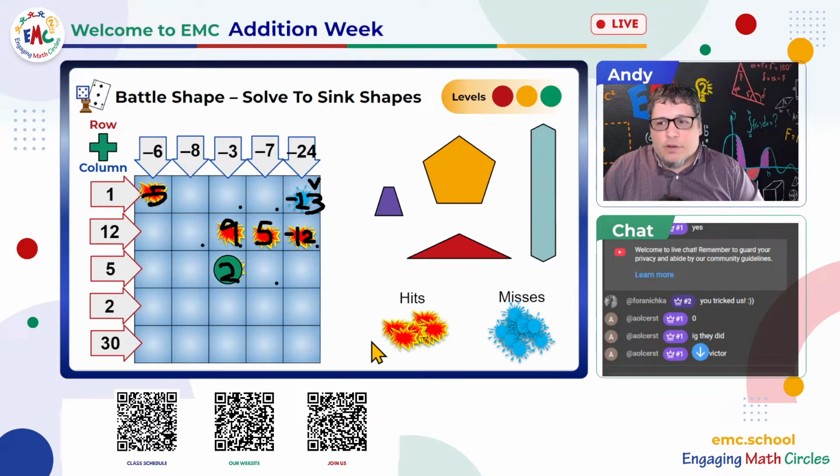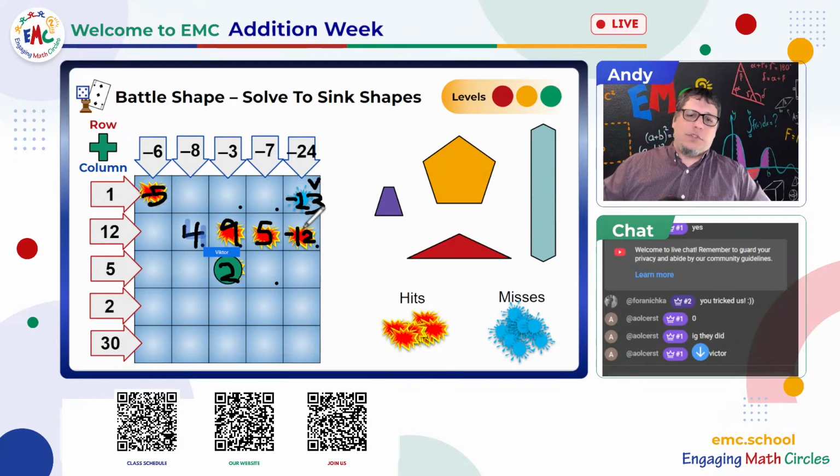They've got 4 for 4 correct and hit 4 ship parts out of 4 shots. 12 plus minus 8 is 4, they say. Mm. Do you agree, Victor? Yes, I agree.